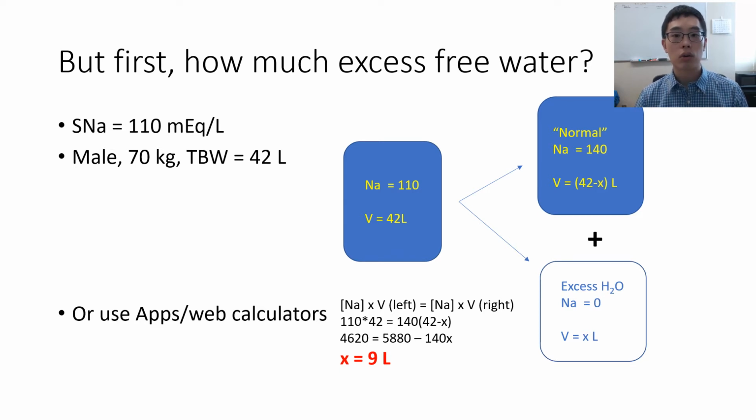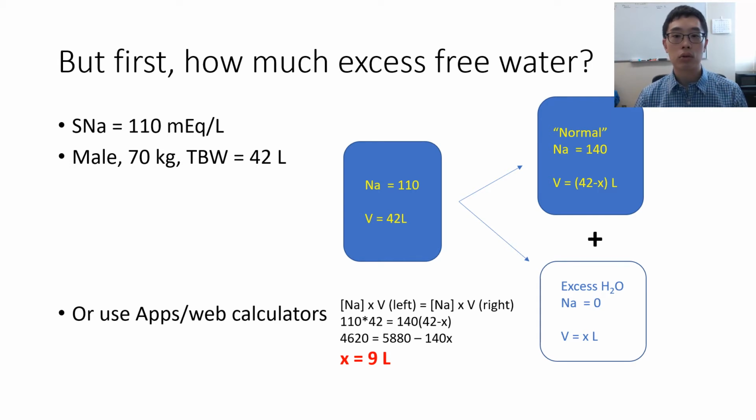In addition, the total sodium molecules on the right side must also equal the total sodium molecules on the left side. Since we don't know the amount of excess free water, we will first label this as X. We know that since the volume of both sides must be the same, the volume of our normal sodium concentration of 140 patient should have a volume of 42 minus X, as seen here in the top left of the figure. We can then calculate the number of sodium molecules on both sides by multiplying the concentration by the volume, as we did in previous videos.